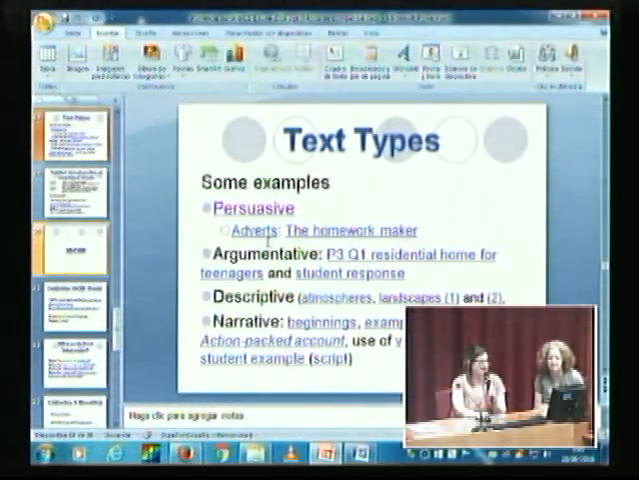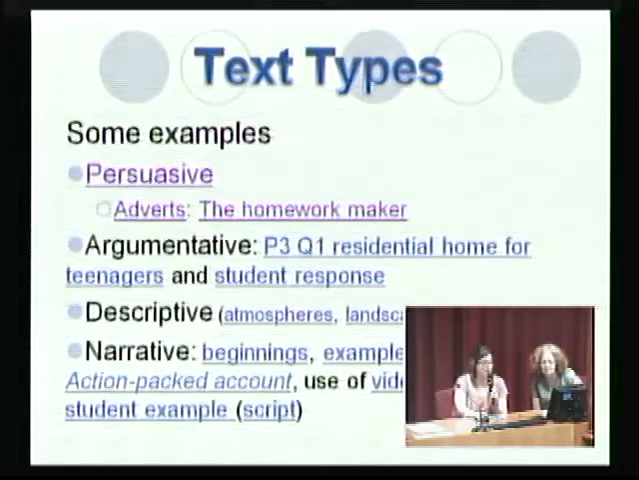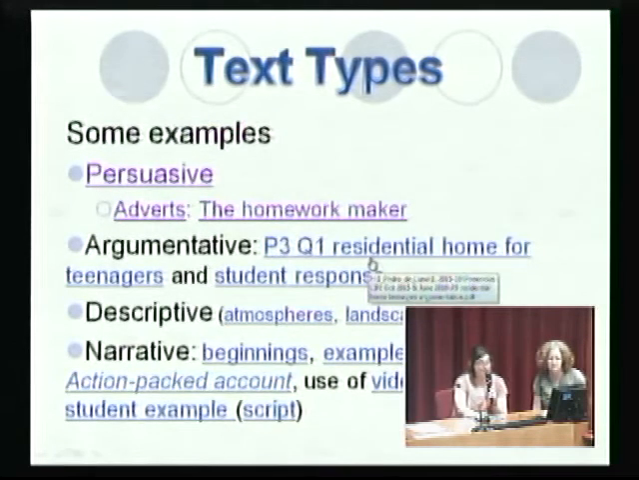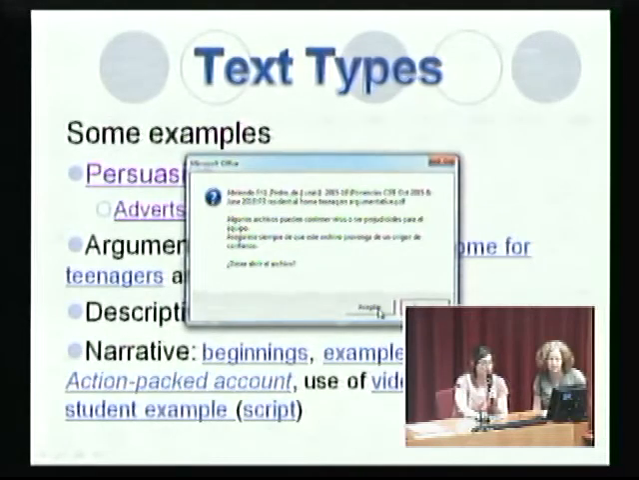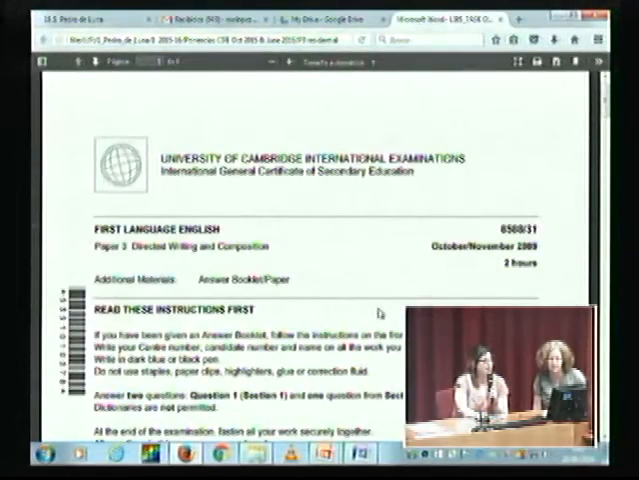So this is the advert. So we show them the technique, and then they prepare their own products. And then argumentative, which is similar in a way. So just giving pros and cons of everything. And as you can see, this is a sample of first language English that we do in year 4. Paper 3, directed writing and composition.